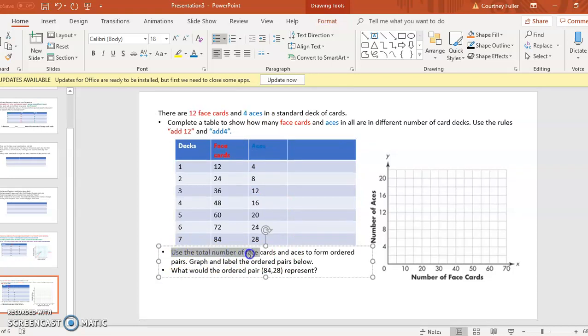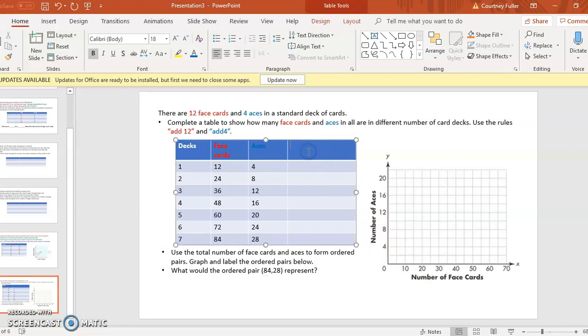Use the total number of face cards and aces to form ordered pairs. Graph and label the ordered pairs here. Oh my. So we have to think back to topic 14 when we did coordinate planes. Do we remember coordinate planes where it looked like this? I really hope so, because we're going to be using it in this topic assessment. If not, I'm glad you're watching this video, because here's a review.